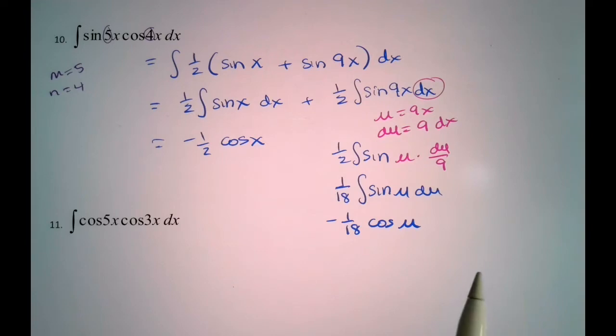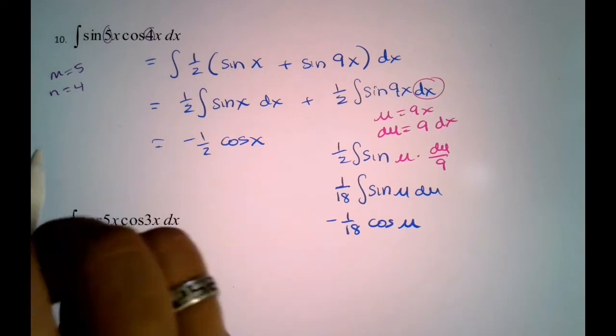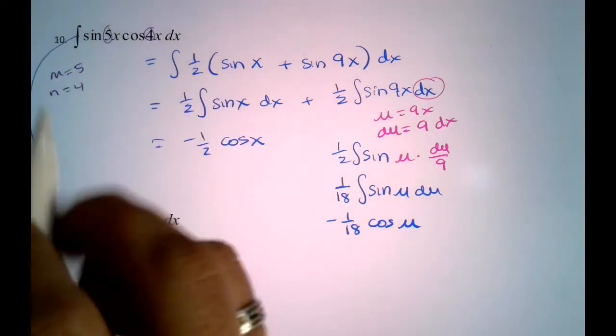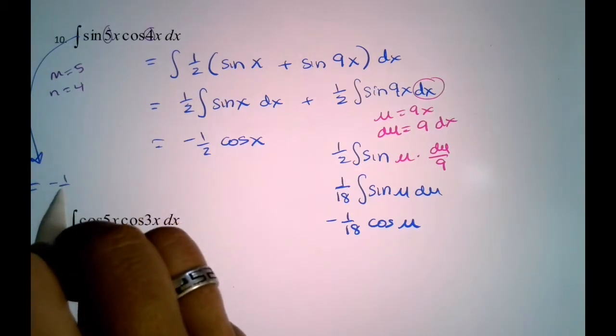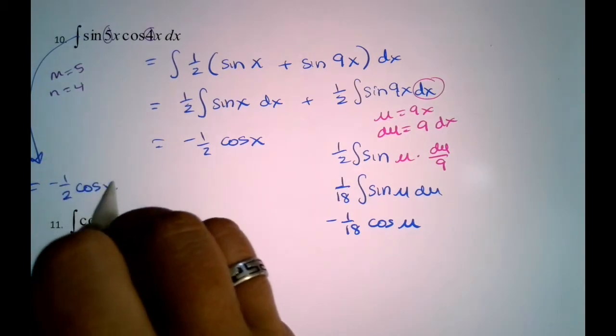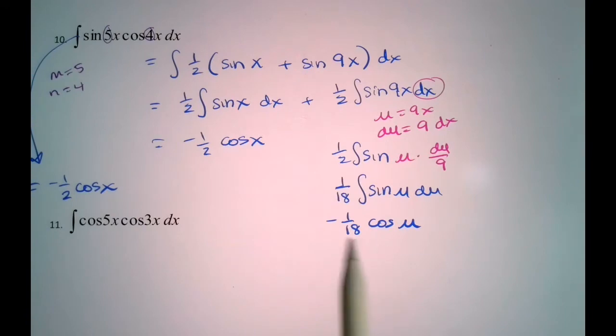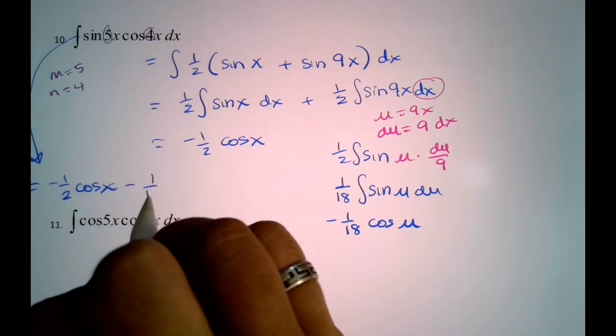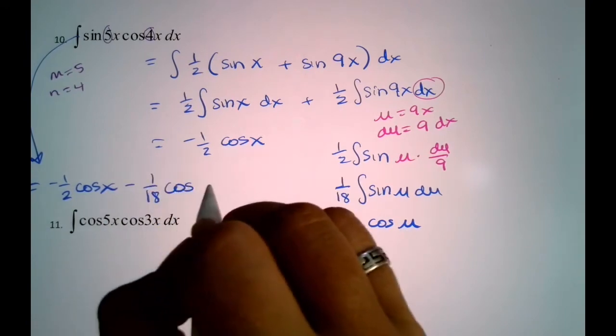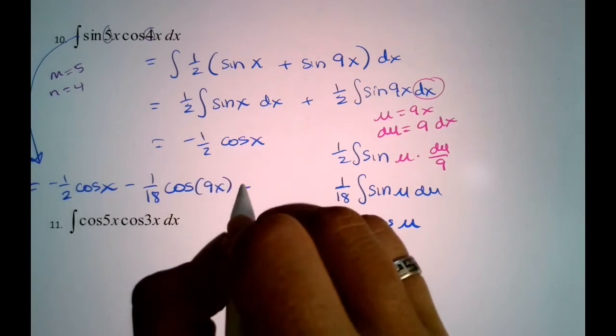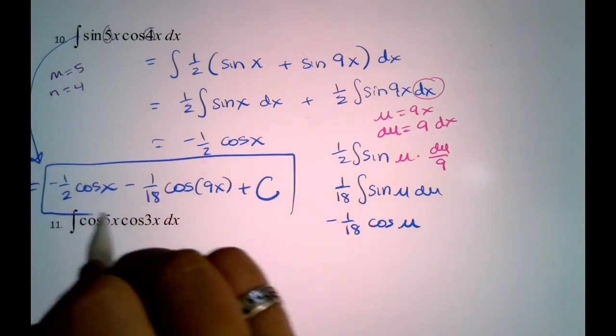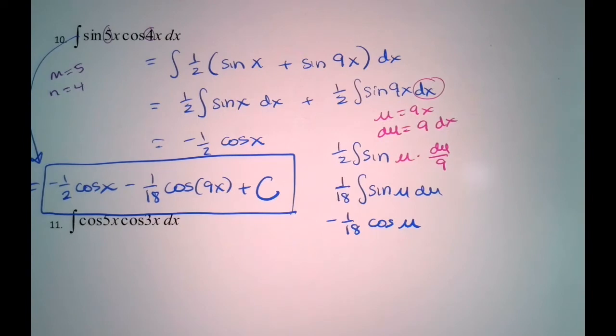So my final answer here, I'm going to put off to the side over here, draw a line. Part of my antiderivative was negative 1/2 cosine x. I got that really quickly. And my other part is negative 1/18 cosine 9x. And that constant of integration working out there.